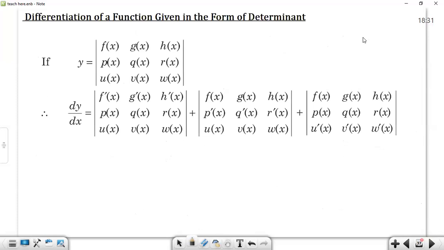Now, this is a simple property: if a function is given in determinant form, and we have to find the differentiation of the given determinant, then we just simply differentiate the determinant row by row. First we differentiate row number one, then add it with the derivative of row number two, and then row number three. You can just read this particular line and you'll be able to understand it.